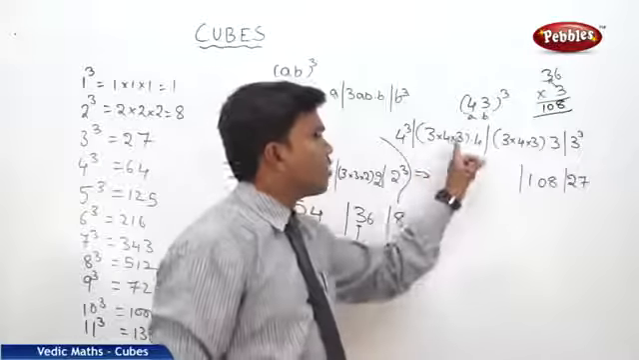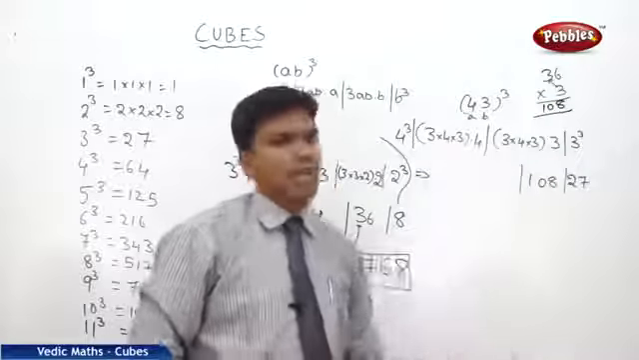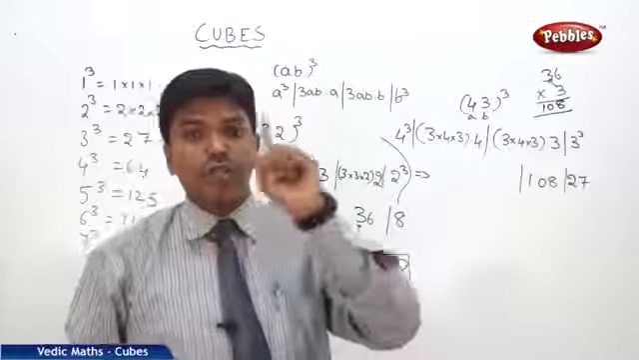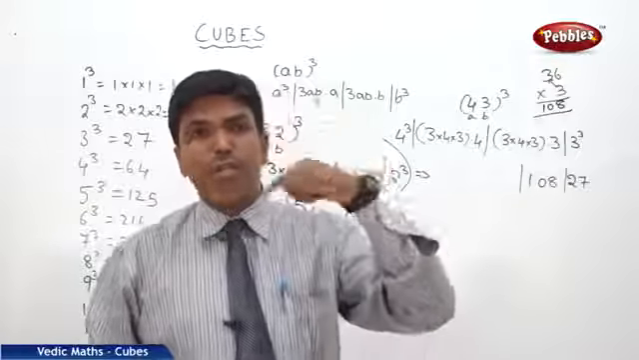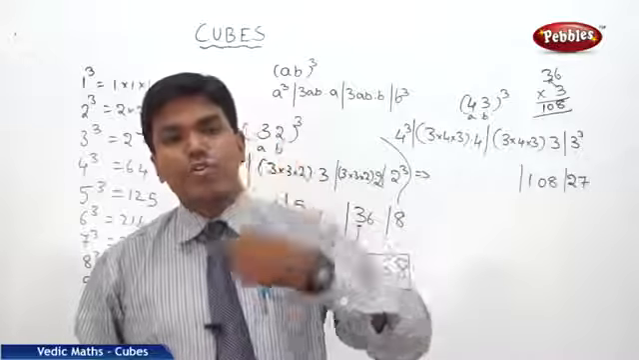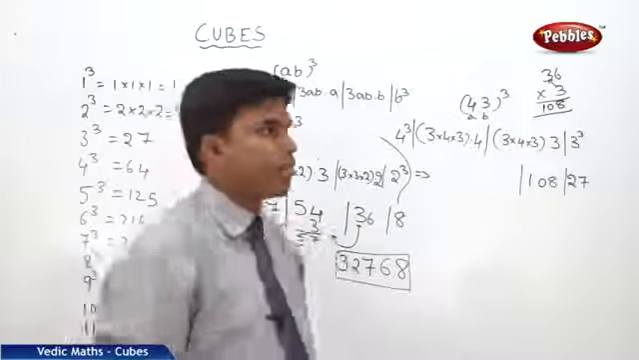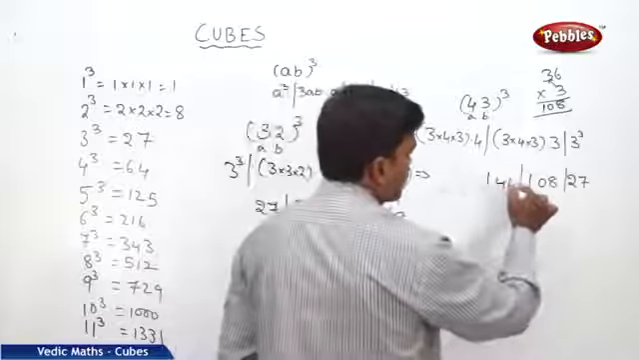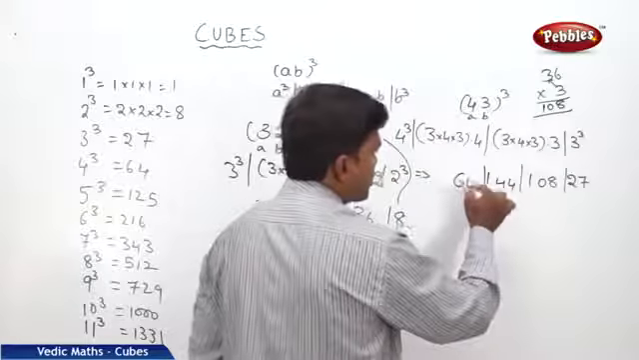Similarly, 3 4s are 12, 12 3s are 36. 36 4s is how much? 3 4s are 120. Take it as 120. Next 4 6s are 24. 120 plus 24, 144. Next, 4 cube means 64.